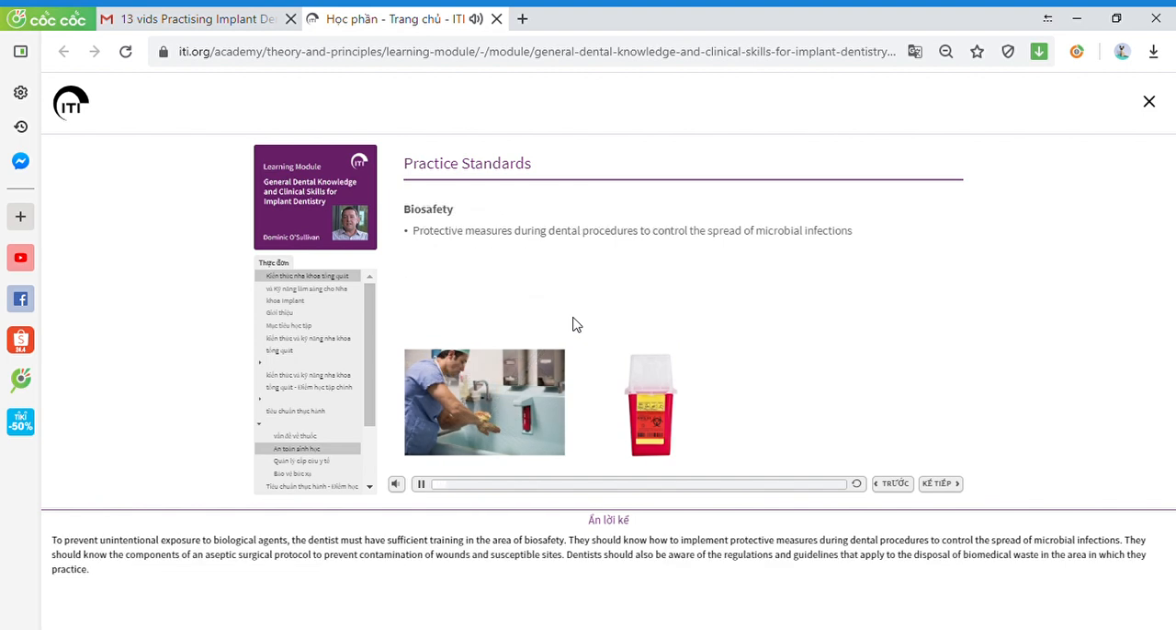To prevent unintentional exposure to biological agents, the dentist must have sufficient training in the area of biosafety. They should know how to implement protective measures during dental procedures to control the spread of microbial infections. They should know the components of an aseptic surgical protocol to prevent contamination of wounds and susceptible sites. Dentists should also be aware of the regulations and guidelines that apply to the disposal of biomedical waste in the area in which they practice.